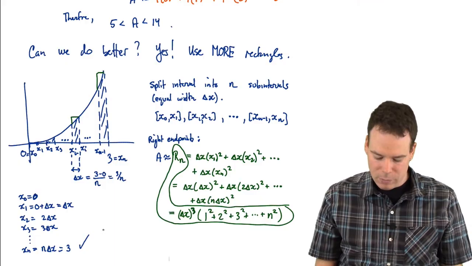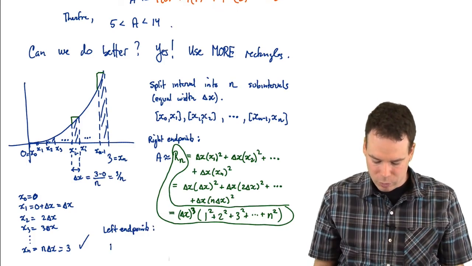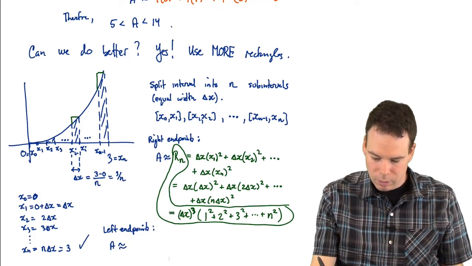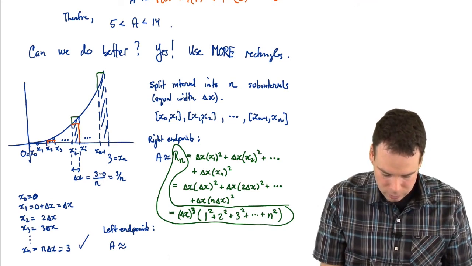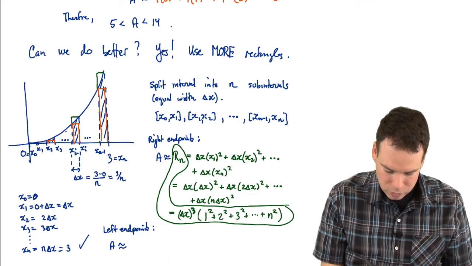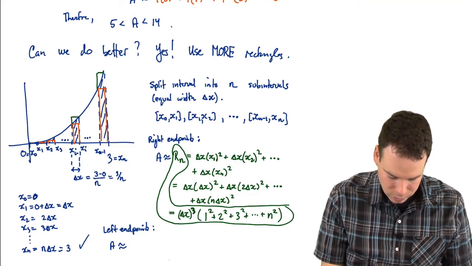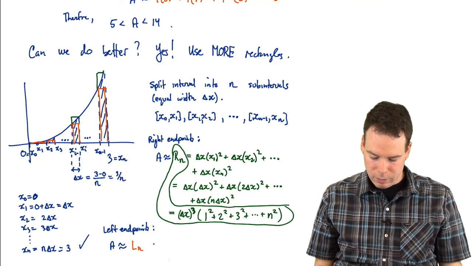We could do the same thing for the left endpoints. What would the left endpoints look like? Well, in each interval, there are these smaller rectangles. The function's increasing, so these left-hand endpoints are below the curve. So that's our L sub n.